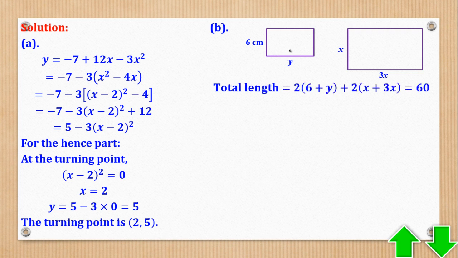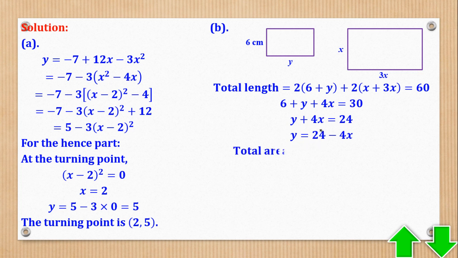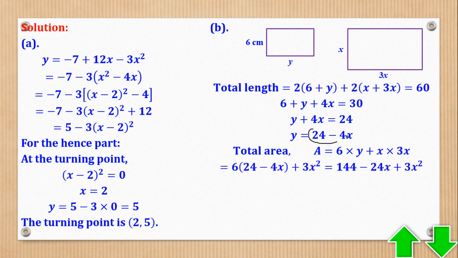Then you remember that the total length of the string was 60. So when I get the perimeter of this plus the perimeter of this, I must get 60. Open brackets and rearrange to get one variable in terms of the other. Here I've chosen to get y in terms of x. Then what about total area? Length times width, which is that. Since I know y, I'll substitute for y here and expand to get this. So that is a quadratic.